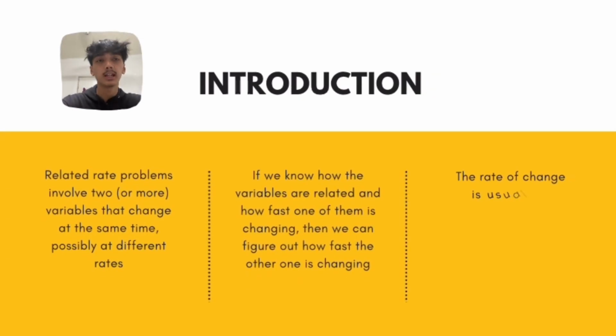So, what is related rates? Related rate problems involve 2 or more variables that change at the same time, possibly at different rates. If we know how two variables are related and how fast one of them is changing, then we can figure out how fast the other one is changing. The rate of change is usually with respect to time.